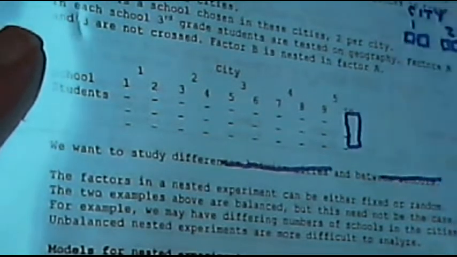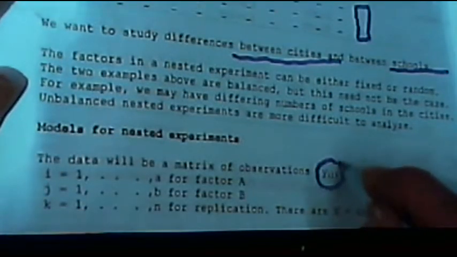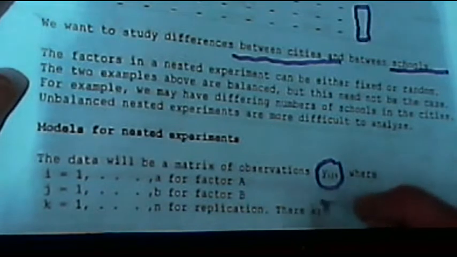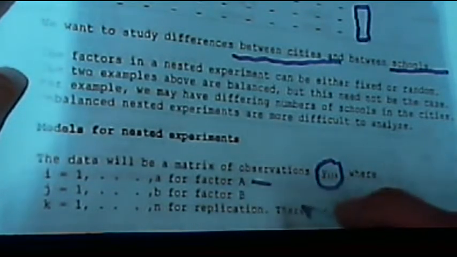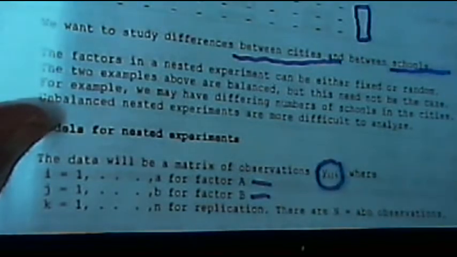So let's look here at the bottom of a model for a nested experiment. We're going to talk about Yijk, where i is the index for factor A, j is the index for factor B, and k is a replication index through the replications in a cell. That's the same notation that we've used before. No change going on yet.